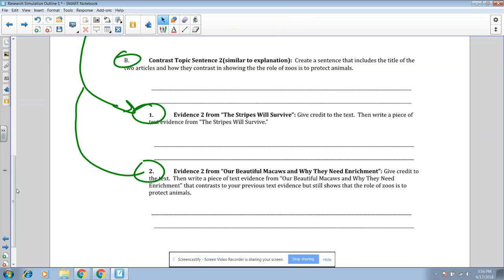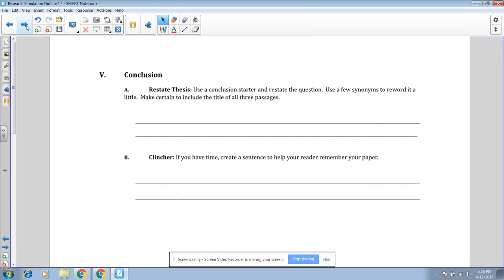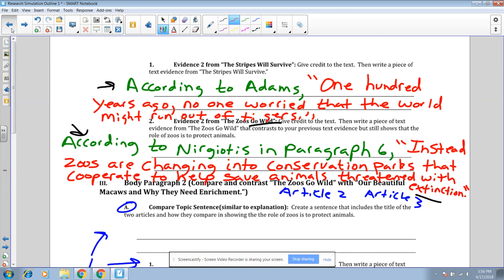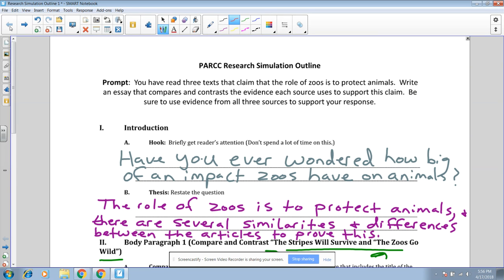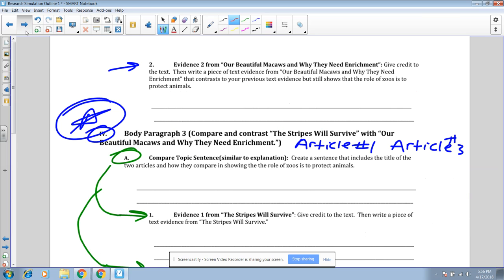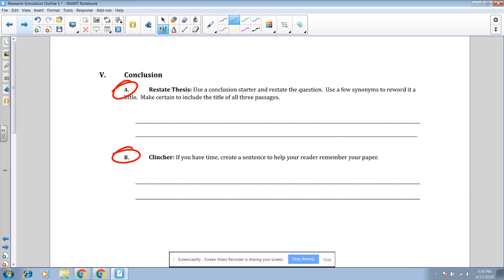Last paragraph, the conclusion paragraph. If we take a look at our conclusion, first of all, we're restating the thesis, and that takes us all the way back. Remember, our thesis is in our introduction paragraph. So you're restating that thesis statement. You're going to use a conclusion starter, so something like in conclusion, or as you can see, and then think of ways to reword this just a little bit. And then that takes us to our last sentence, which is a clincher. Remember, a clincher is just a quick sentence to leave an impression on our readers.